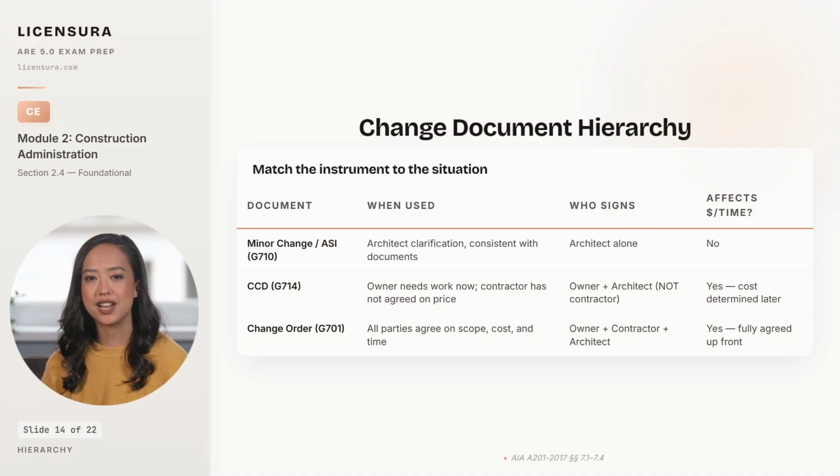The change order on G701 is used when all parties have agreed on scope, cost, and time, and all 3 parties sign. The signature pattern is the easiest tell on an exam question. Architect alone is ASI, owner plus architect is CCD, and all 3 is change order. Match the signature count to the document, and most of the trap answers fall away. The CCD is the unusual one. Proceed now, pay later. And the exam loves to test exactly how it works.